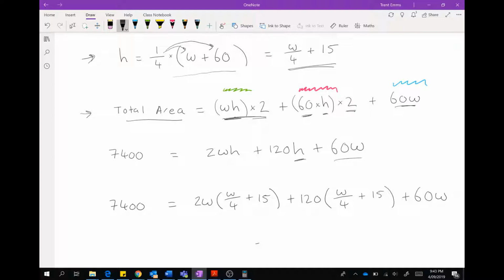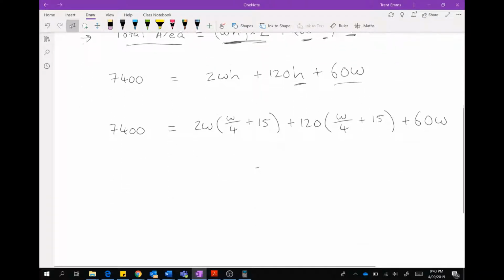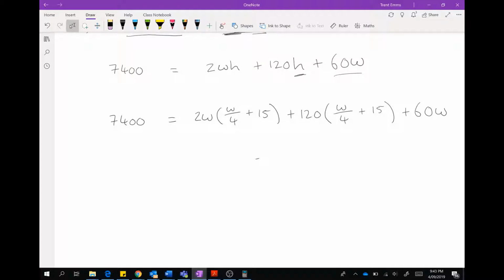So we're going to solve for W, and then we can use that to find out what the height of the box is after that. So we'll start simplifying down because it looks a bit messy at the moment. 2W times W over 4. Remember, this is just 2W over 1, so if we times the tops, it'll be 2W squared over 1 times 4 is 4. 2W times 15 is 30W.